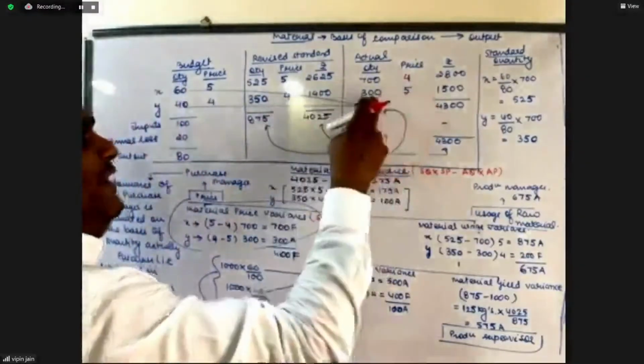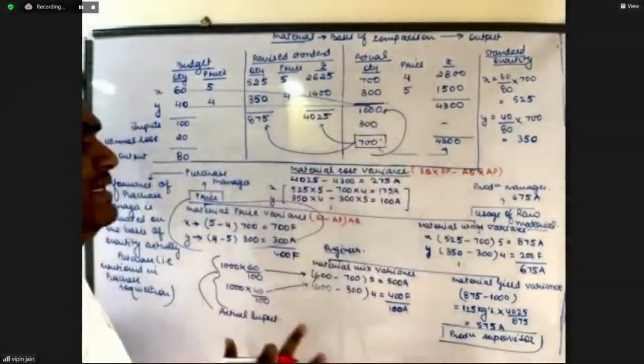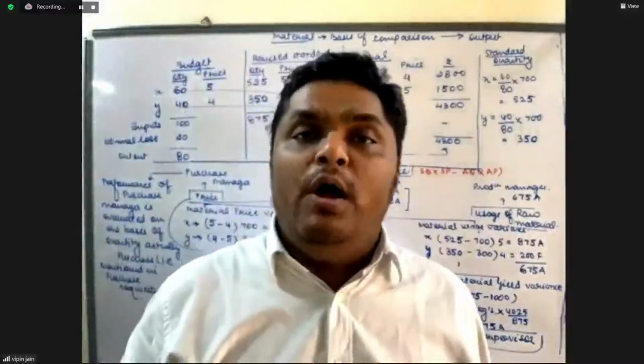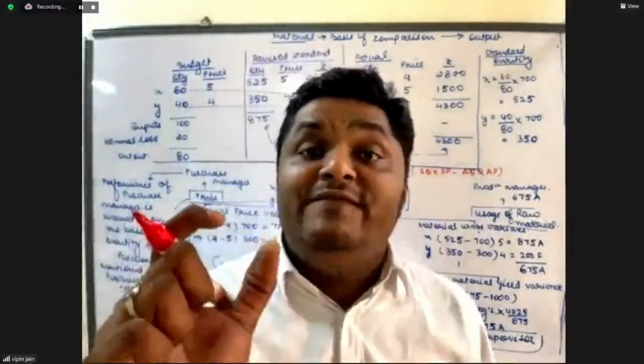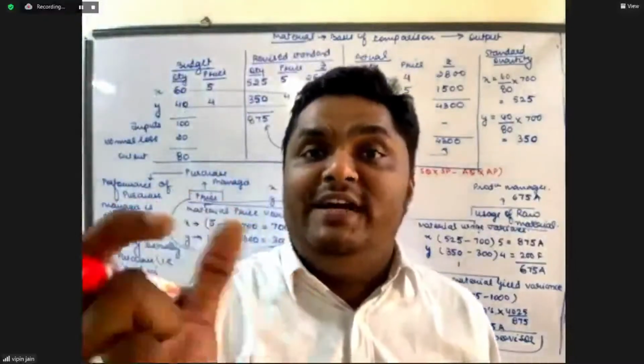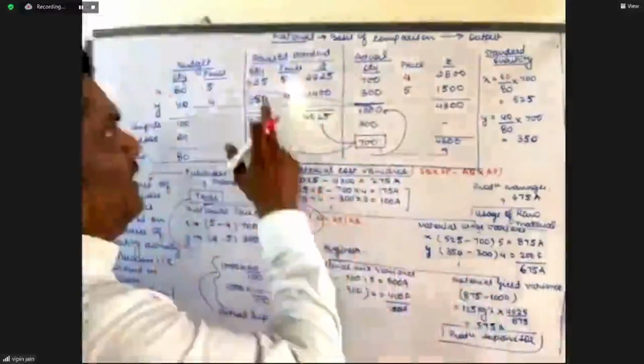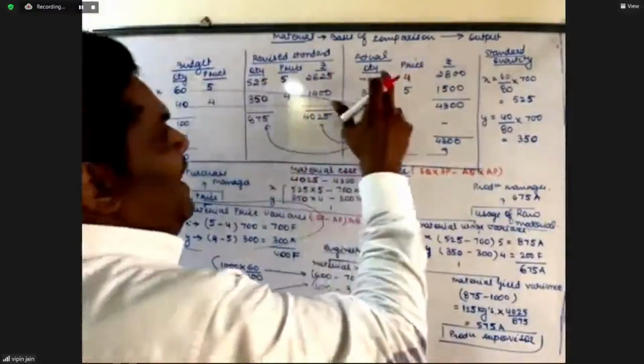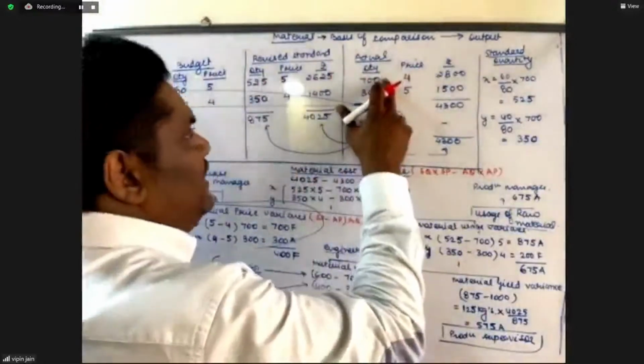Similarly, 4 minus 5 into 300. So this is how material price variance works. When talking about usage variance, again, the name itself says usage variance. That is the difference in usage. Again, how much quantity was supposed to be used? 525. How much quantity is actually used?